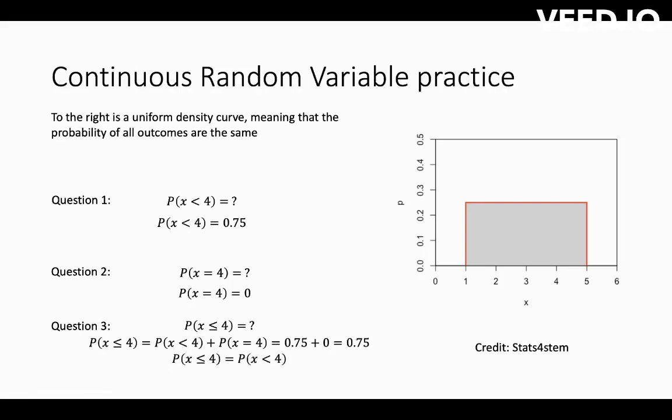And then we see that the probability of x is less than or equal to 4 is equal to the probability of x is less than 4. They're all 0.75, since the probability of getting x is equal to 4 would be 0.